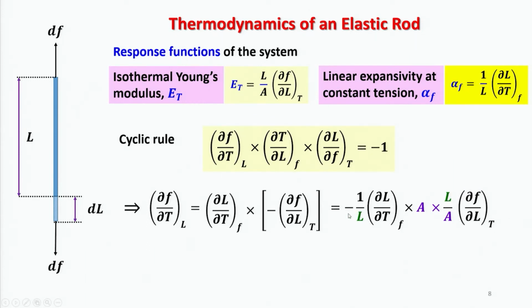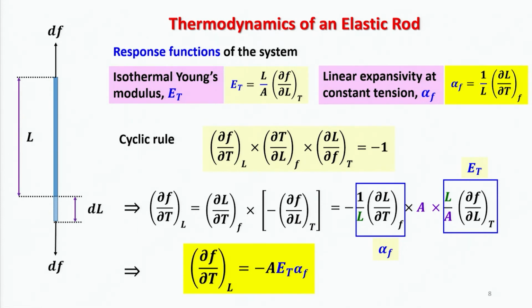For this purpose, I have kept the negative sign outside and I have divided the first partial derivative by L and multiplied the second partial derivative with L by A. Therefore, to maintain the balance, I have to multiply this entire right hand side by another area A. So, now I identify that this term is nothing but alpha f and this term is nothing but E t. Therefore, I can very easily show that del f del T L, this partial derivative, is expressed in terms of the area of the rod, the isothermal Young's modulus E t, which is a characteristic measurable property of the material of the rod, and alpha f, which is the linear expansivity at constant tension.